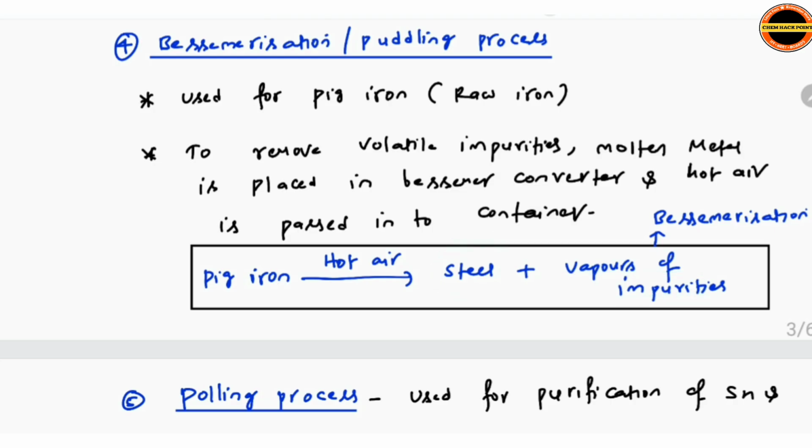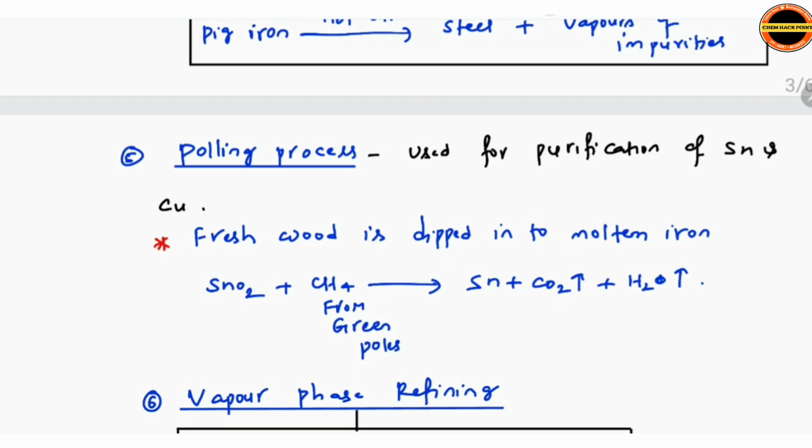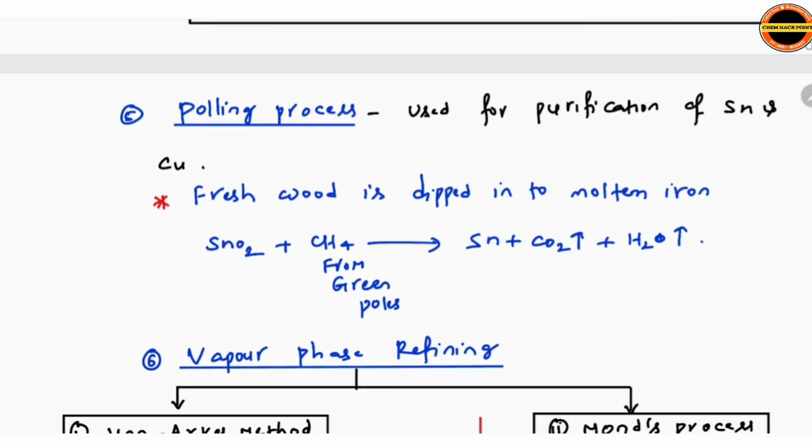This process is Bessemerization. The poling process is used for purification of tin and copper. In the poling process, we use green poles of wood. Fresh wood is dipped into the molten metal. For example, think that you take molten SnO2. SnO2 in molten form, CH4 from green poles.